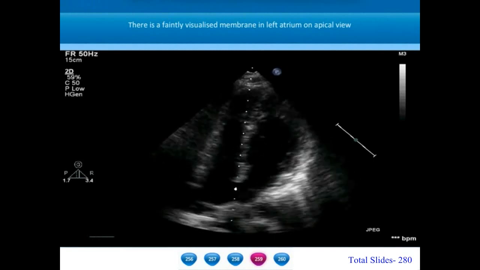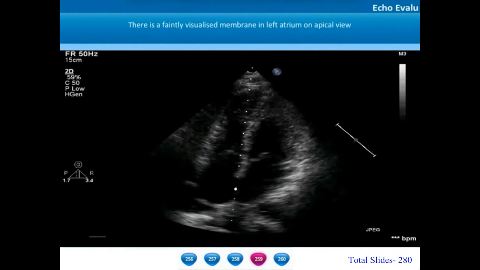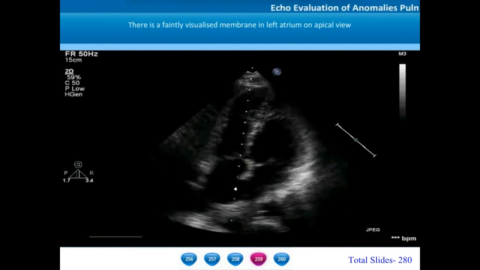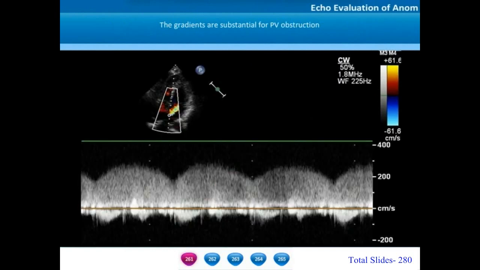On an apical four-chamber view, we are able to faintly visualize a thin obstructive membrane in the region of the right pulmonary veins entry point into the left atrium. Color Doppler indicates that there is a substantial obstruction of the drainage of right pulmonary veins into the left atrium caused by this partial cor triatriatum membrane. The gradients across this partial membrane are quite substantial. It is exceeding 2 meters per second, which means the mean gradients are in the range of 20 millimeters of mercury.